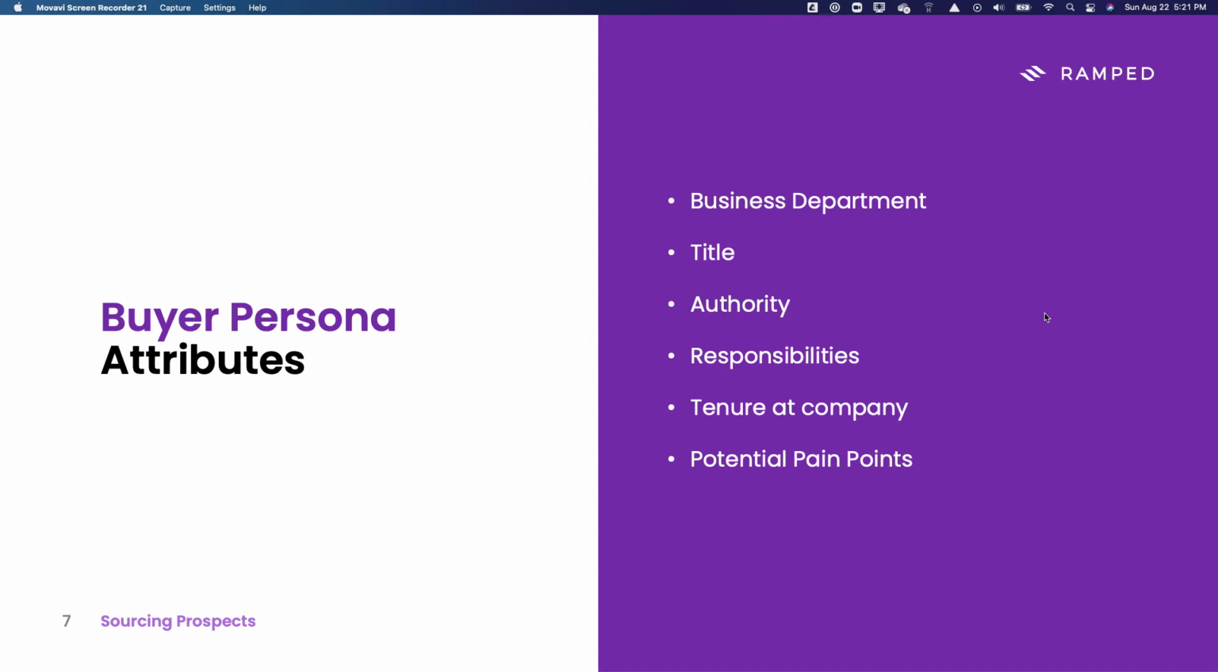Now that we defined the ICP of who or what type of companies we want to sell to, we're going to look at how to define the buyer personas. What type of people at those companies do we want to go sell to? And again, we're always looking for things like what department do they work in, what's their title, responsibilities, how long have they been at this company, and potential pain points as well.